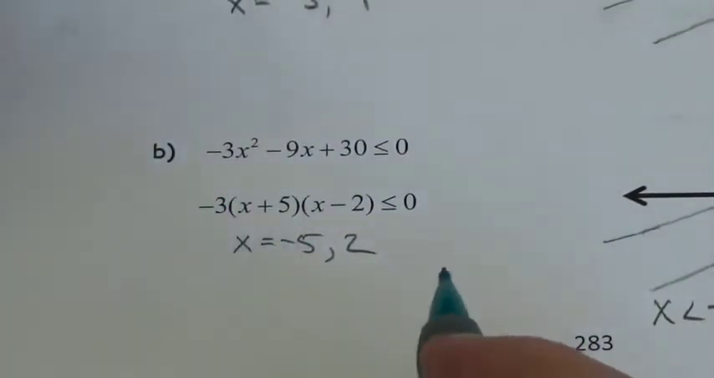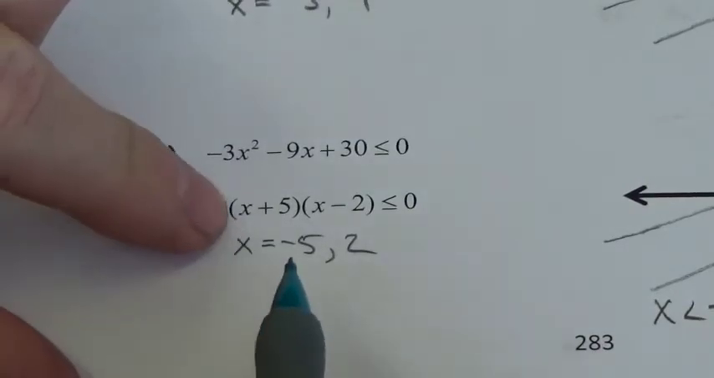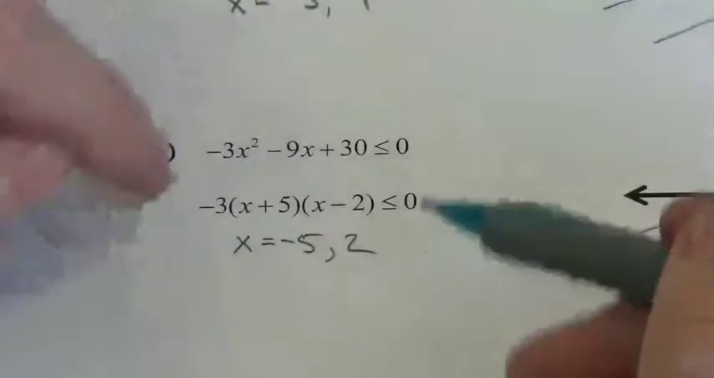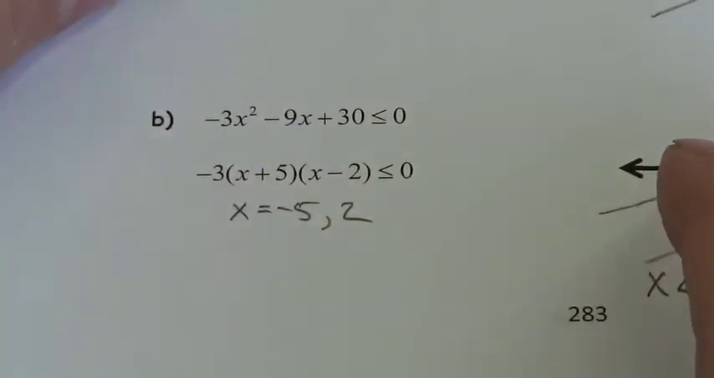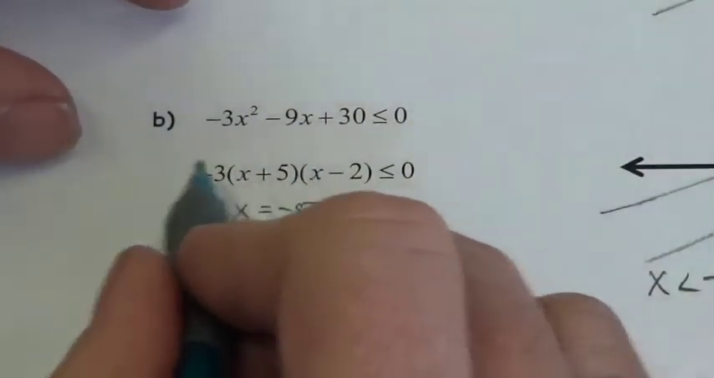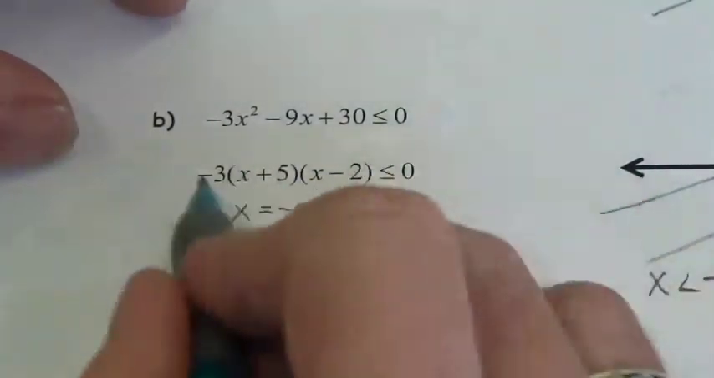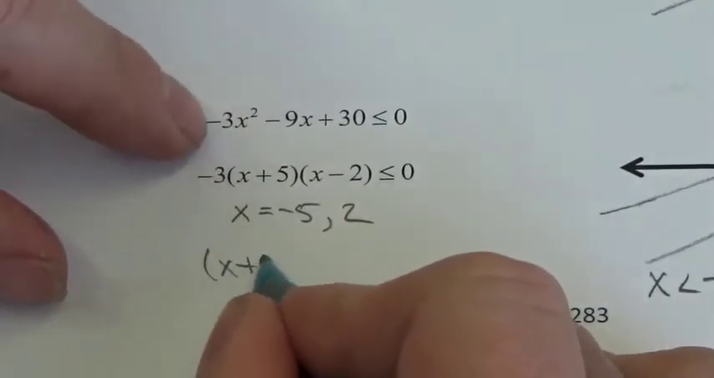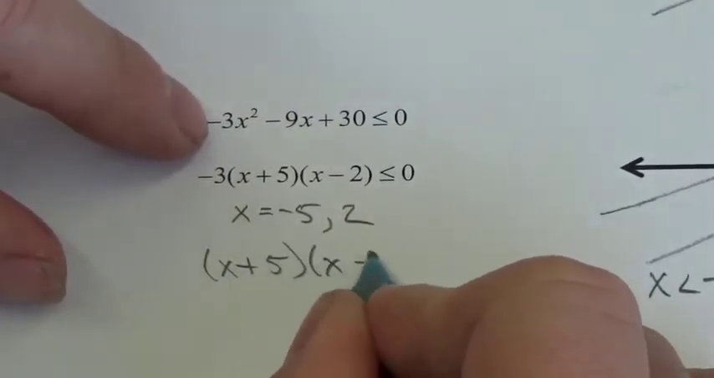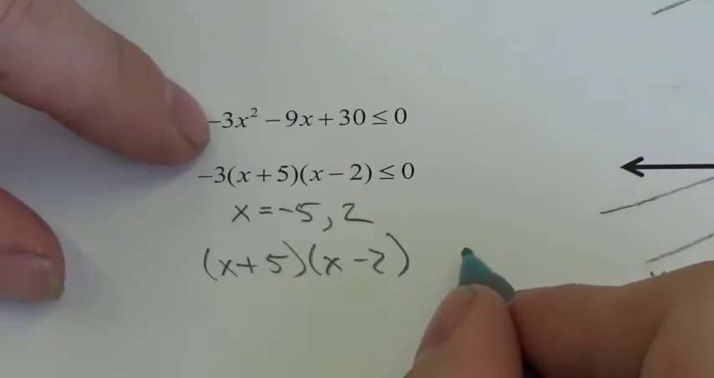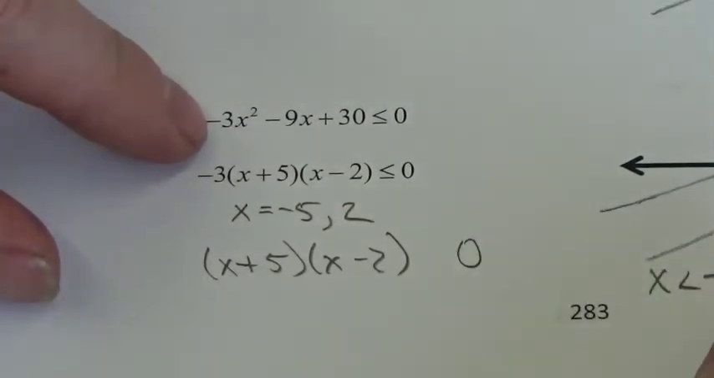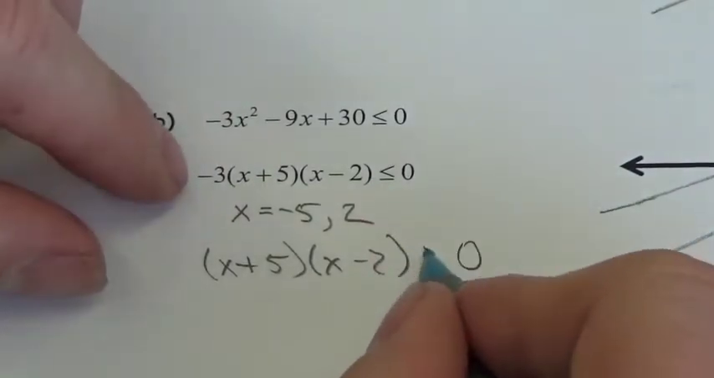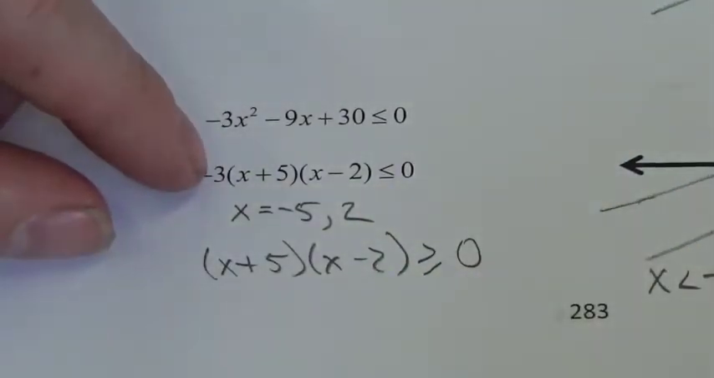The problem is that negative. It wasn't there before. It would be so much easier if this question looked more like the previous one. Oh, I know what I can do. If I divide both sides of this inequality by negative 3, I'm going to lose the negative 3 on the left-hand side. Now, 0 divided by negative 3 is just going to be 0. But here's the trick, and this is the only thing you've got to remember: when you divide by a negative, it changes the direction of the sign.